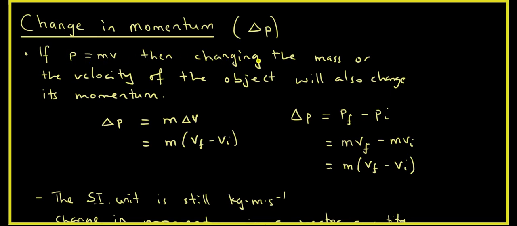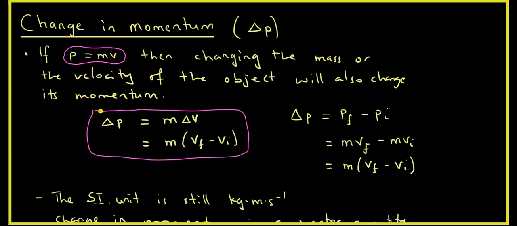In this video we're going to look at what's called change in momentum, which is delta P. If P is equal to mv, then it stands to reason that if we change the mass or the velocity of an object, then the momentum of that object will also change. So the relationship here: delta P is equal to m delta v, which is equal to the mass multiplied by the final velocity minus the initial velocity of an object. So this is change in velocity, mass multiplied by the change in velocity.